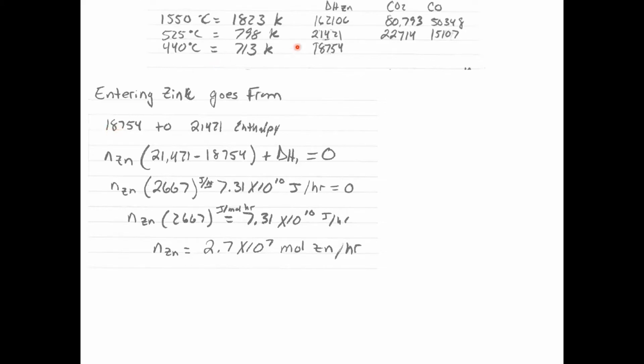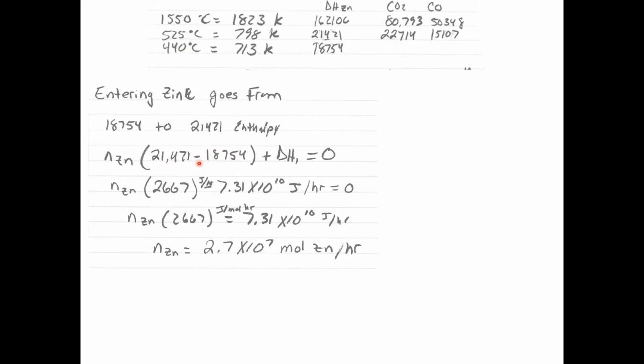18,754 joules. I got it off my little table here, up to 21,421 joules. So 440 to 525, or if you want to deal in Kelvin, 713 to 798 Kelvin. Again, we drop it to room temperature first. That's why it's negative, and then we raise it up to the 525 degrees C, so that's why it's positive. I did this one a little bit backwards. But that's the heat of raising it from 440 to 525.